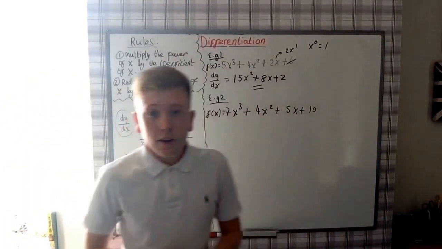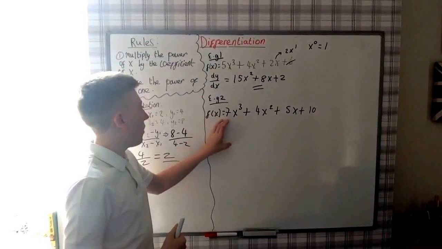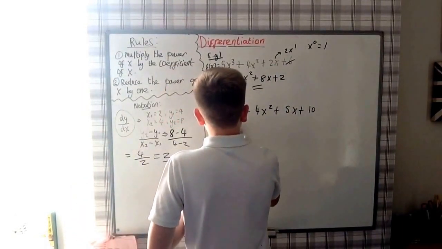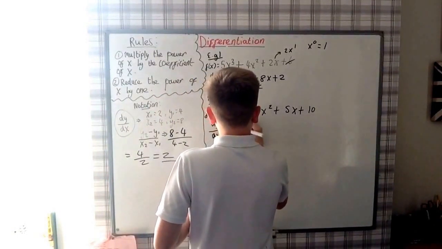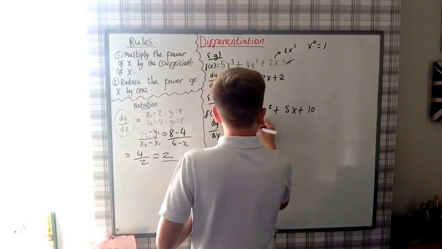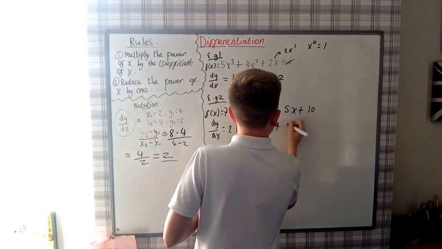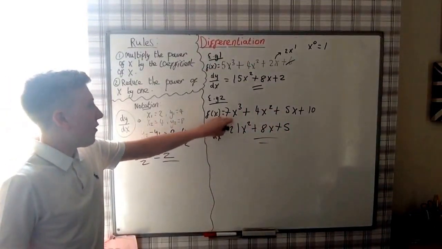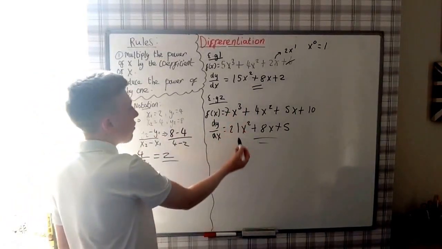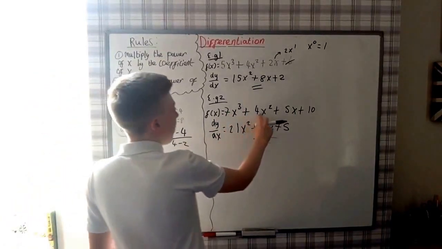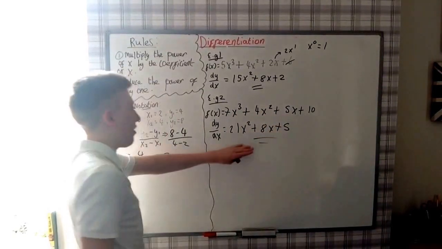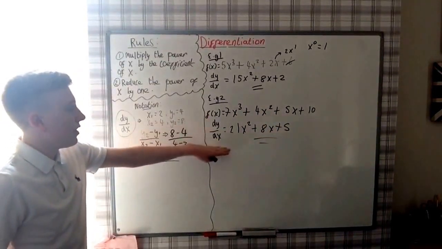Right guys, hopefully you've had a go yourselves, and I'm just going to quickly go through the answer to this, okay? So that's the answer, that's the differentiated form of that function. 7 multiplied by 3 gives us 21, x squared. 4 multiplied by 2 is 8x, and that just becomes 5. So that's that function differentiated.